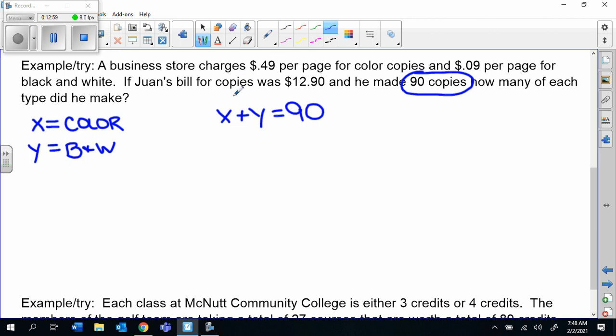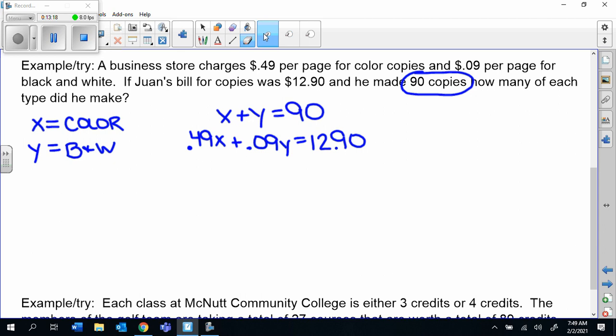We need one equation tacking on the money. Every color copy costs 49 cents, 0.49x. Every black and white costs 9 cents. And there was a total of $12.90 spent. Once again, if you multiply through by 100, it's just going to have the effect of clearing out that decimal. And so now I even have a cleaner workspace because I could just scribble out that decimal from multiplying through by 100.